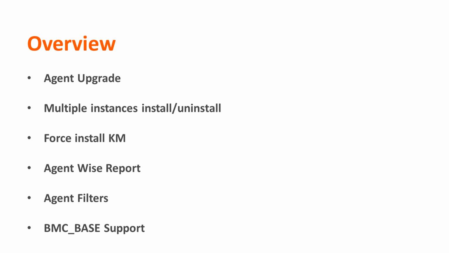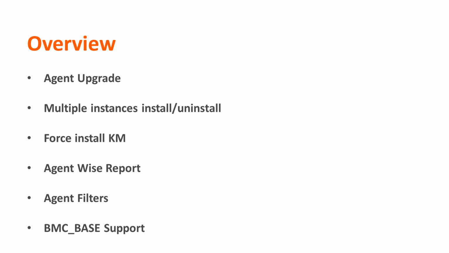Next is the force install KM. In this feature, the same version of KM will be reinstalled on the 10.7 patrol agent. If you feel the KM is corrupted, you can reinstall the particular KM. The next is agent-wise report. In this feature, a CSV file will be generated listing all the patrol agents with the respective solutions either installed by KM push or manually.